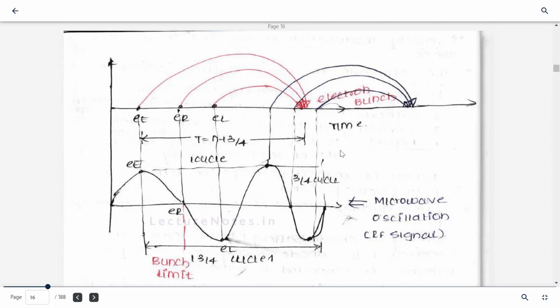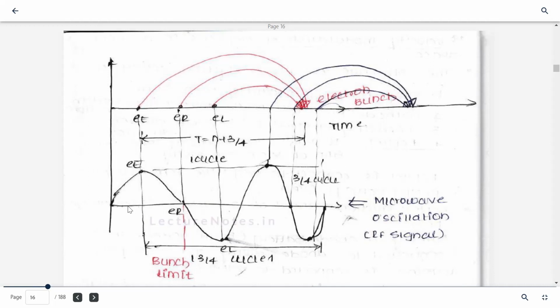So ER, that is the reference electron, passes through the gap when the gap voltage is zero and going negative. The reference electron is unaffected by the gap voltage, and it moves towards the repeller and gets reflected by the negative voltage on the repeller. Then it returns and passes through the gap for the second time.